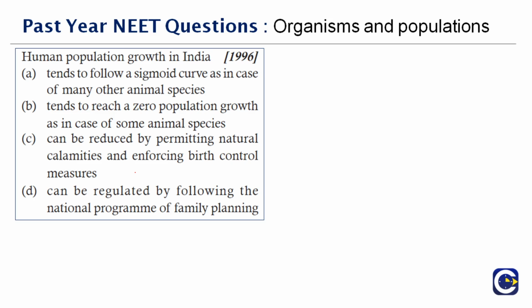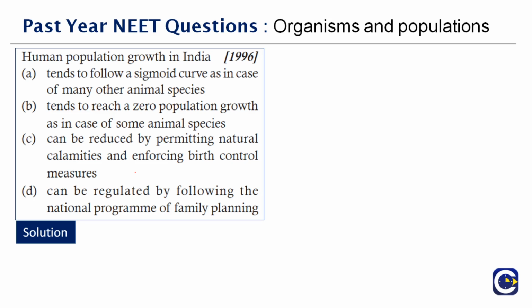Fine. Next question here. Human population growth in India, and this question was asked in the year 1996. We have to analyze option by option. It tends to follow a sigmoid curve, wrong. It tends to reach a zero population growth, as in case of animal species, wrong. Can be reduced by permitting natural calamities and enforcing birth control measures. Again, that is something that you cannot interfere with the person's freedom. We can only insist saying that do this, do that, and advice can be given. But enforcing something, especially when it comes to the birth factor, it is not possible. So option C is also not the answer.